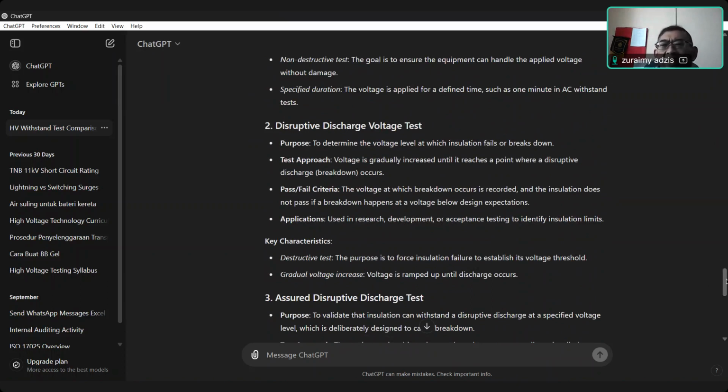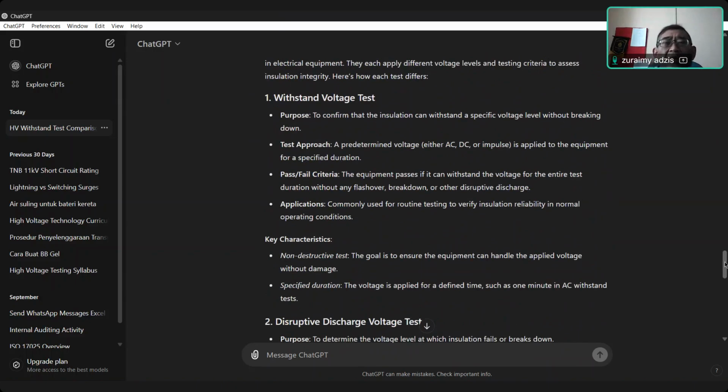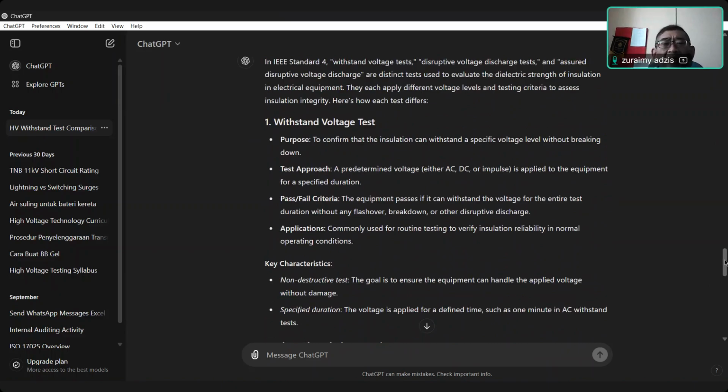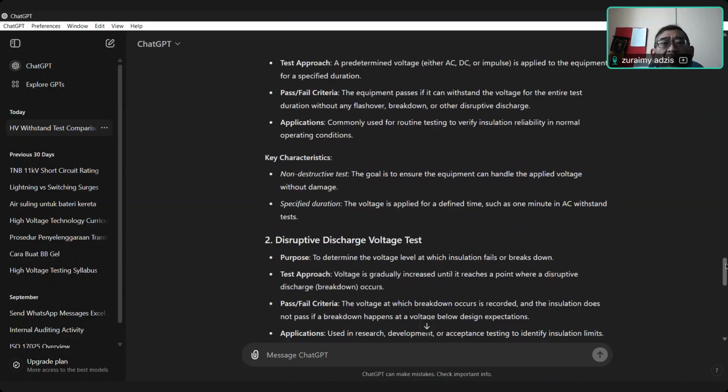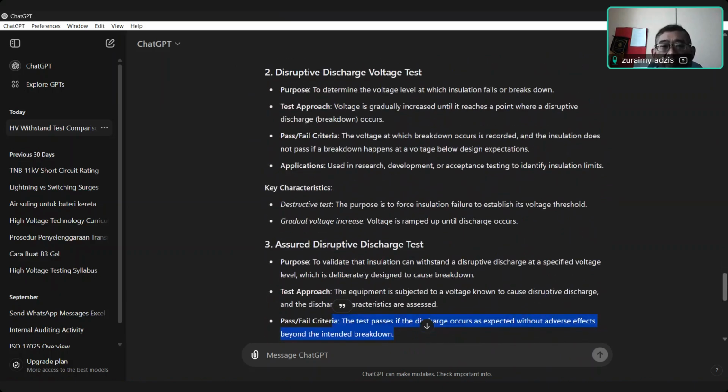While test number 1 is for you to actually see whether it can withstand or not. So test number 1 is non-destructive. The unit under test can still be used after the test. That's why it's used for routine testing. Test number 2 is destructive, and test number 3 is also destructive. Therefore, they are usually used at the design stage.